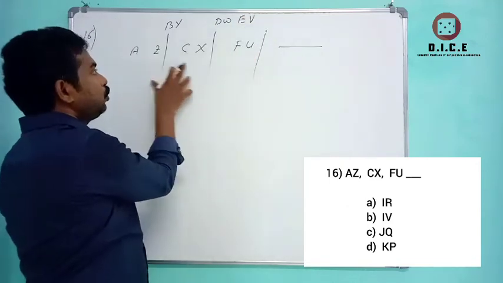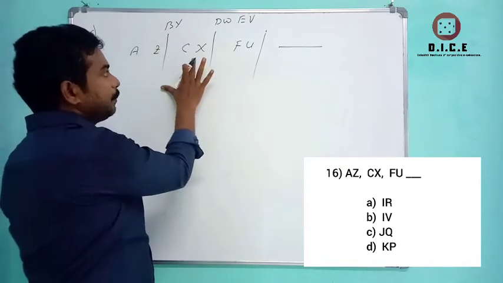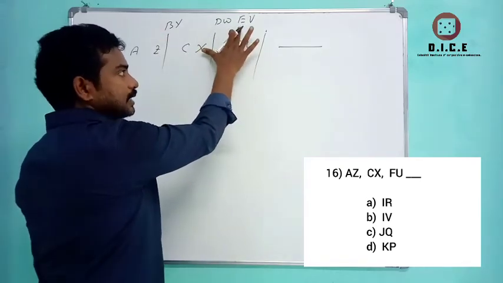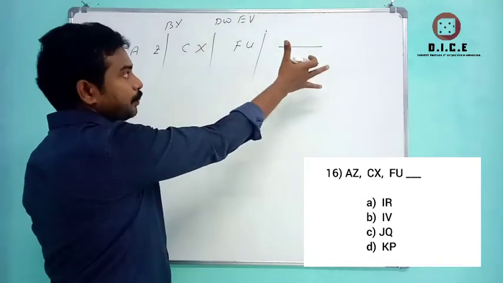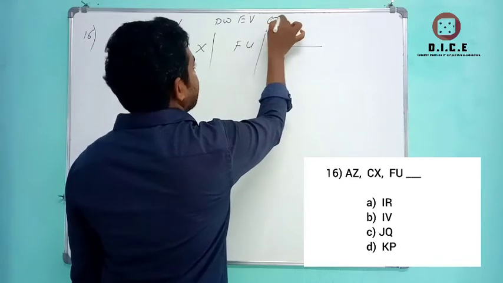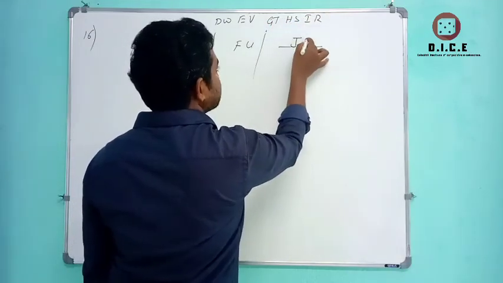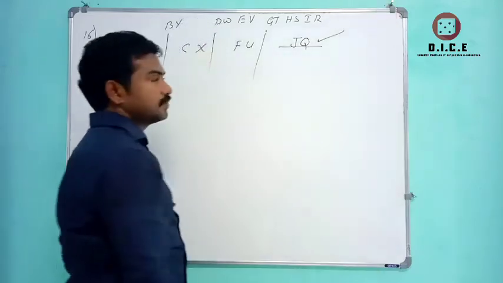See here, between the two patterns AZ and CX, there is a one pairing letter gap. Between the second pattern and third pattern, there is a two pairing letters gap. And between the third pattern and your answer pattern, there should be a 3 letters gap. That is GT, HS, IR. You have to take it away. Now you have to put the answer as JQ.